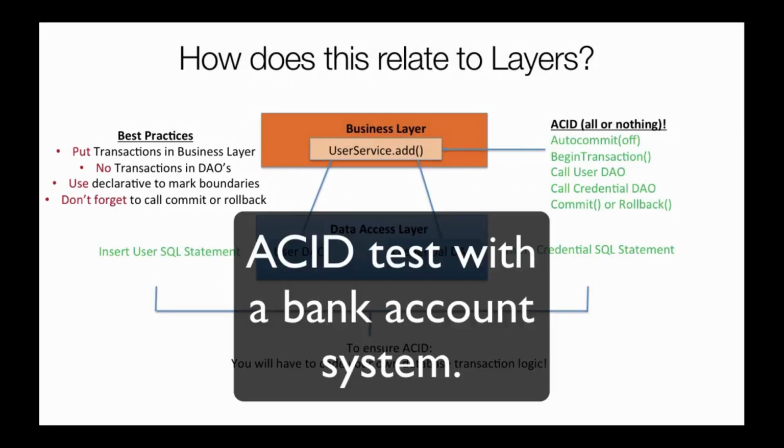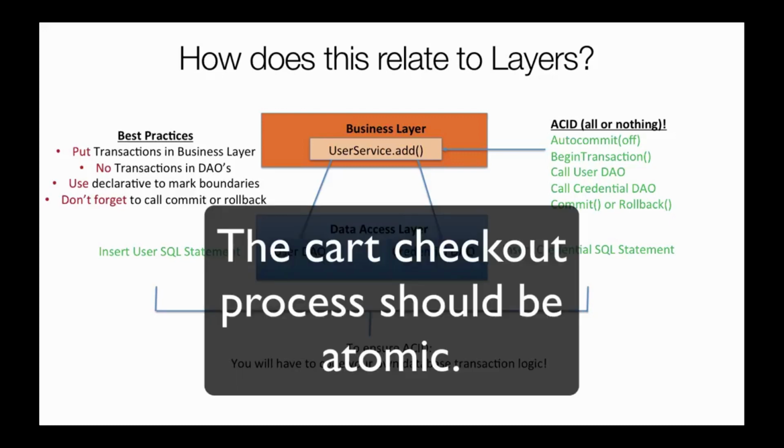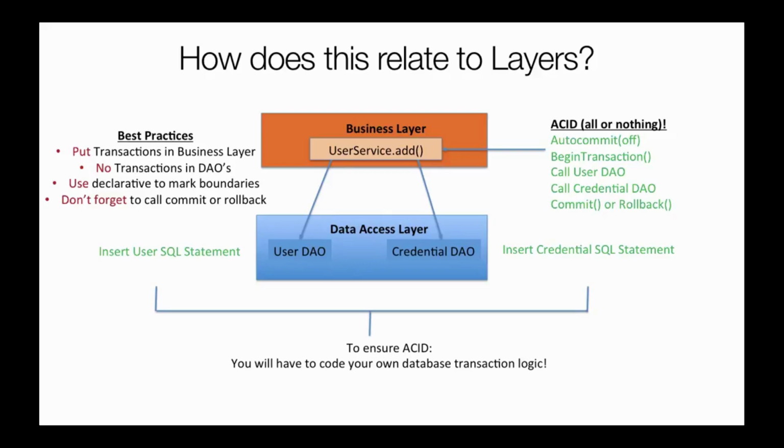In the next few videos, we're going to go through a simple checking account processing system and demonstrate how the ACID procedure should work. Later we'll come back to our application with a shopping cart, and we'll do a checkout process with an atomic transaction so that it doesn't have half a transaction.